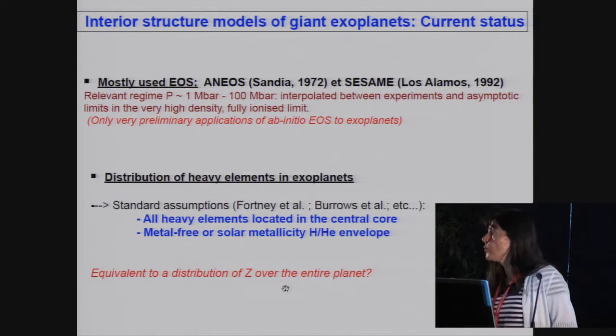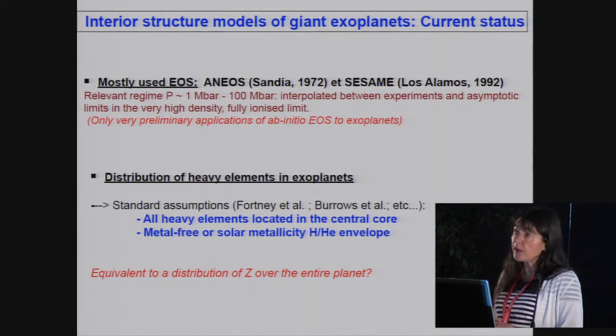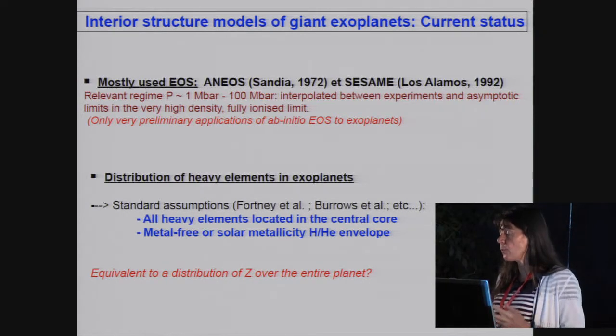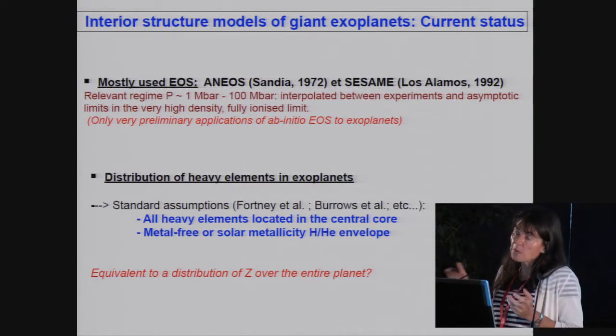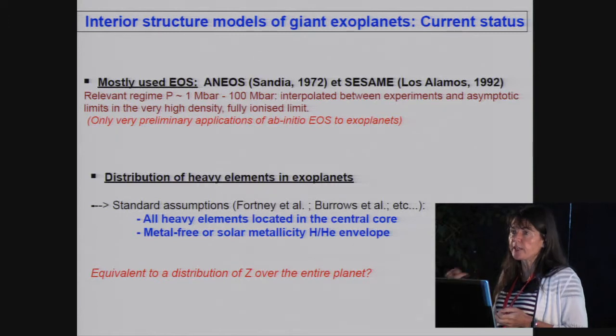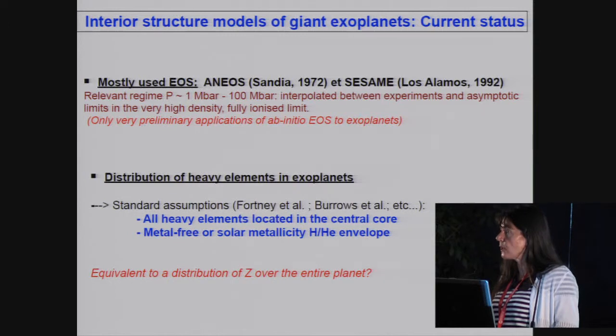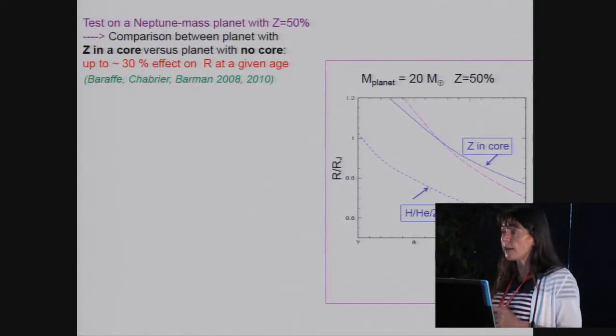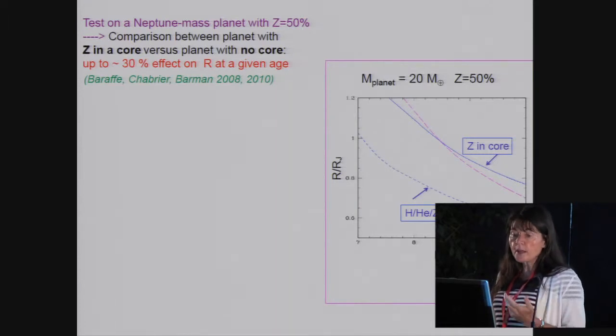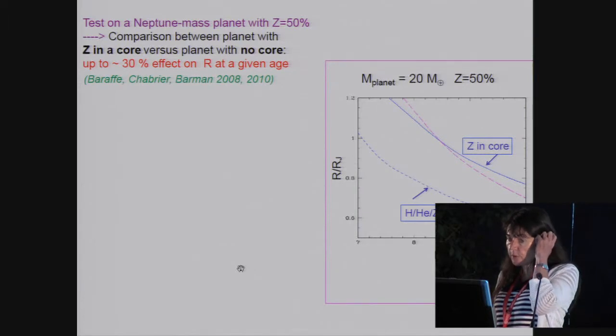There is another assumption made to model the interiors of planets: usually, because it's much easier and we have no real constraints, we assume that all heavy material is in the core, and then you have some abundance of heavy material in the hydrogen and helium envelope. The big question is whether this is actually equivalent. If you put all heavy material in the core, or you distribute it everywhere in your planet, is this the same? We have addressed these questions with my collaborators, Chabrier and Baraffe, a few years ago.